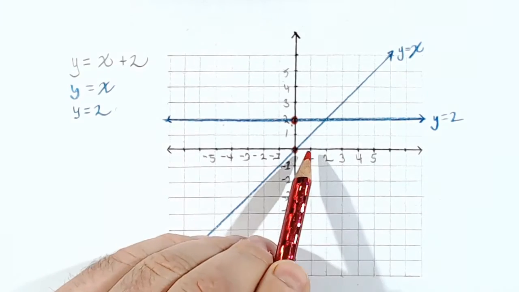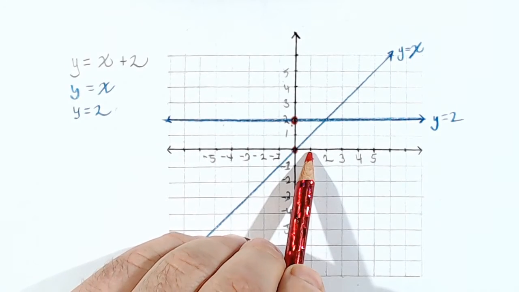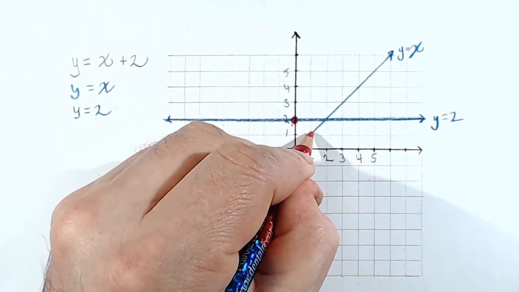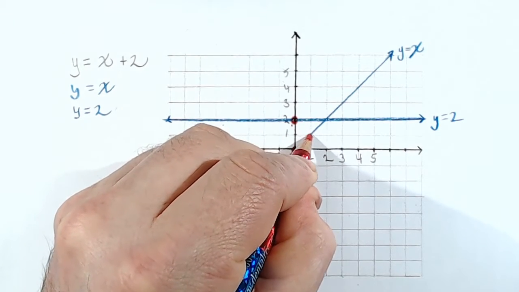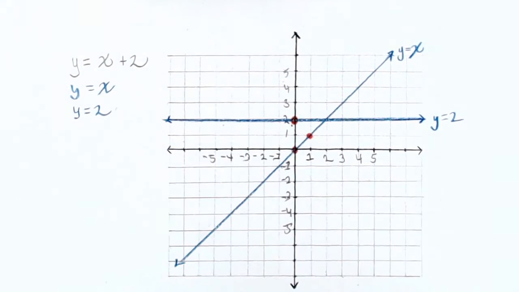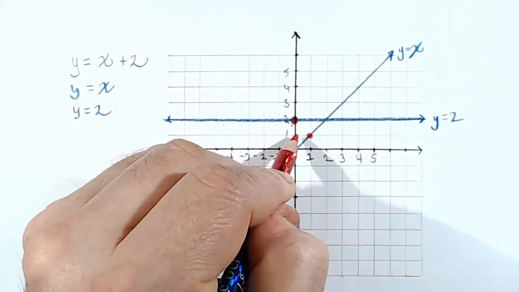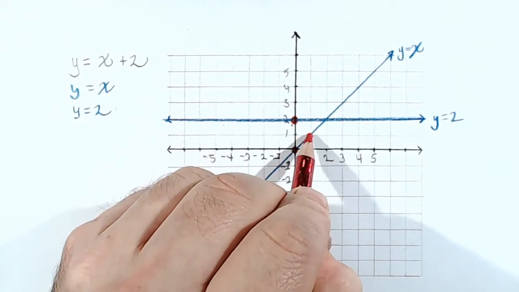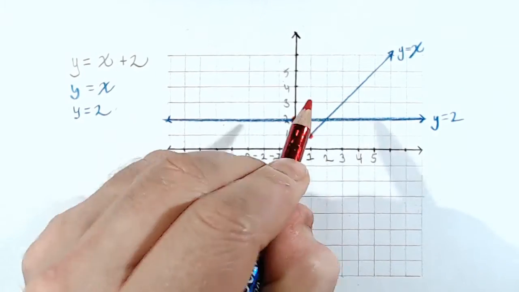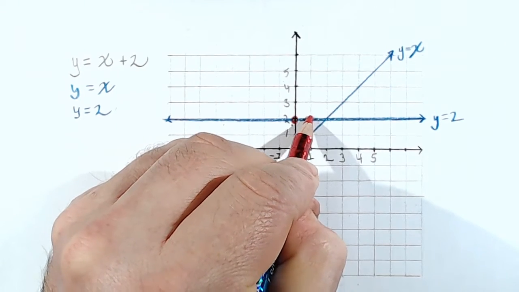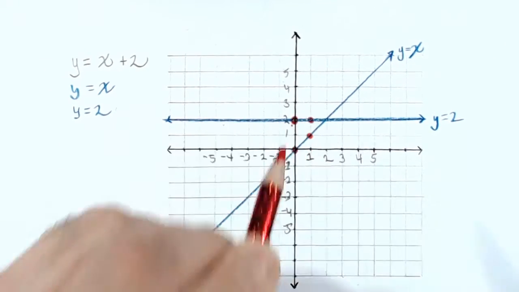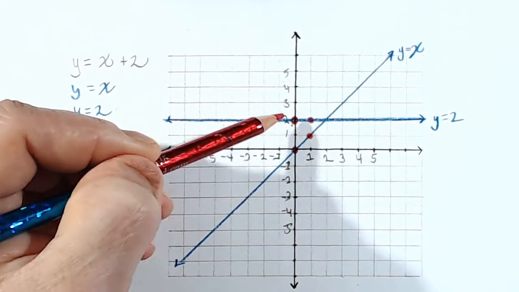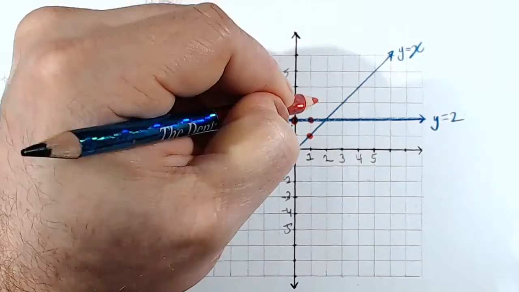Now let's check x equals 1. At x equals 1, I have my y equals x line passing through that point. On the y-axis is 1. And then at x equals 1, my other line is passing through 2. So let's just add 1 plus 2. What's 1 plus 2? It's 3.